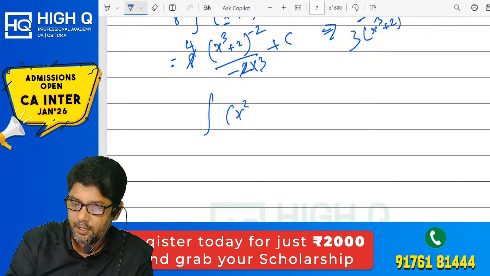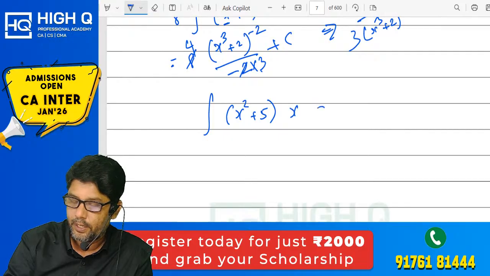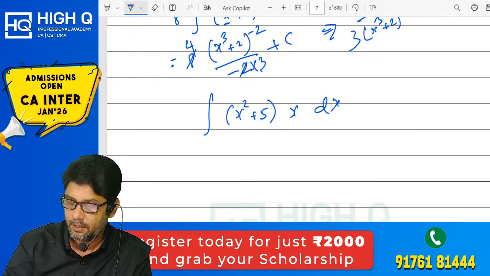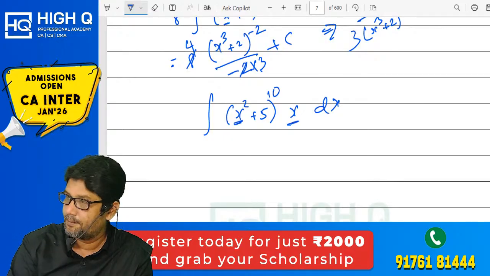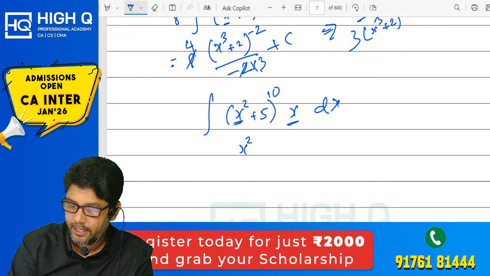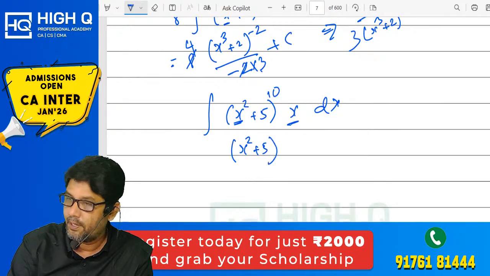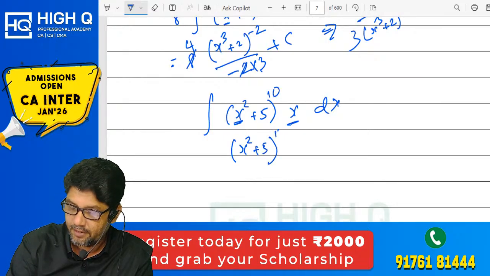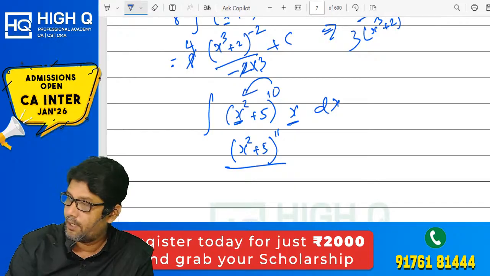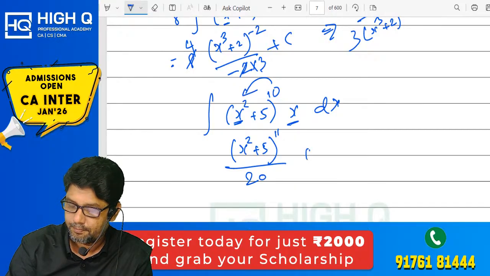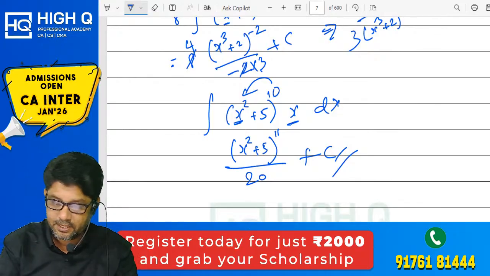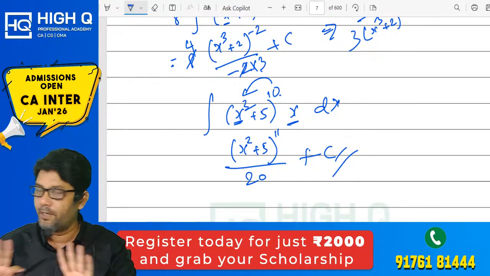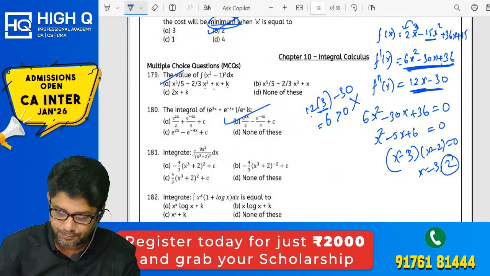For example, (x square plus 5) whole power 10 into x dx. Okay, you take it. x dx. So what will come, tell me? (x square plus 5) whole power 11 divided by 10 twos are 20 plus c. Answer over. This 10 and 2 multiply and write it in the denominator. This is the answer. Okay, fine. Next one.